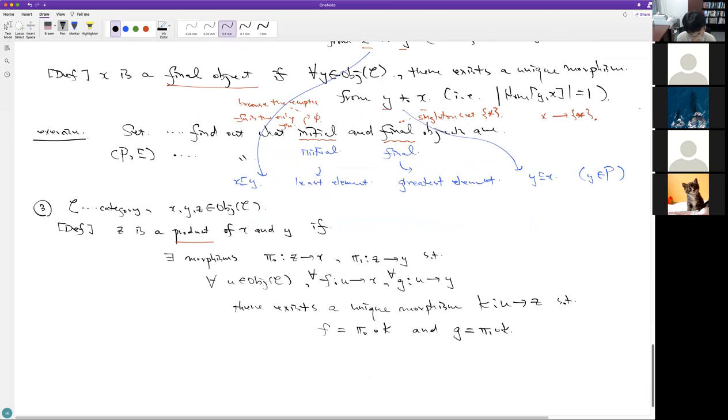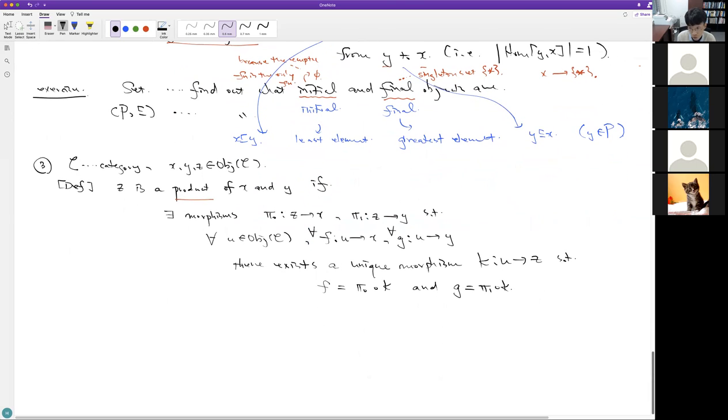So I think this definition, if you look at it first, will confuse you a lot. A typical way that people write this condition is in terms of a commutative diagram, as I told you. So the story is written like this. We have an object X and object Y in a category. And then we have Z, and there are projections pi zero and pi one.